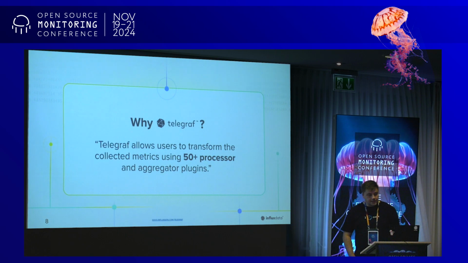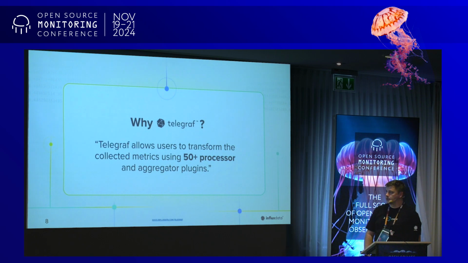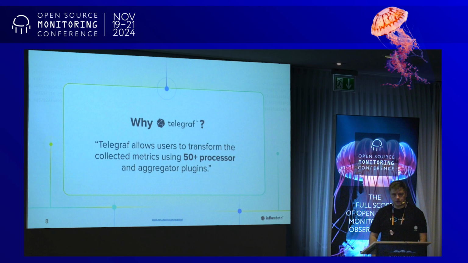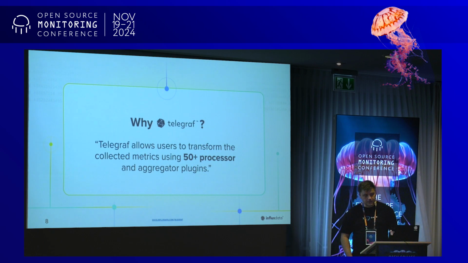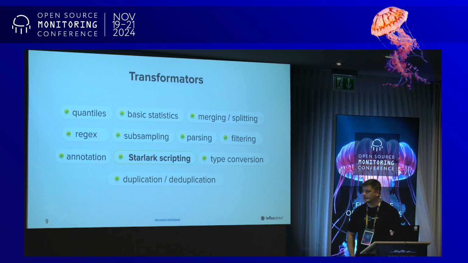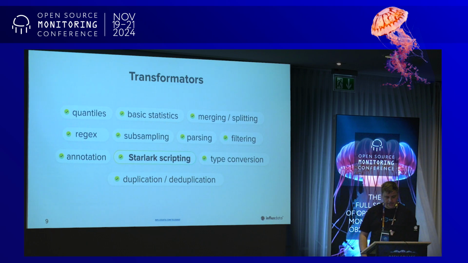Then you do have the data, but what do you do with the data? Often you need to transform them in some way. You want to aggregate some high frequency data, or you want to extract a certain portion of a string, for example. We have more than 50 processor and aggregator plugins to do this. Statistical stuff, quantiles, but also min-max, regular expressions, parsing, but also annotations from other data sources, like you get a metric from a certain device and you want to add more information to this device as tags.